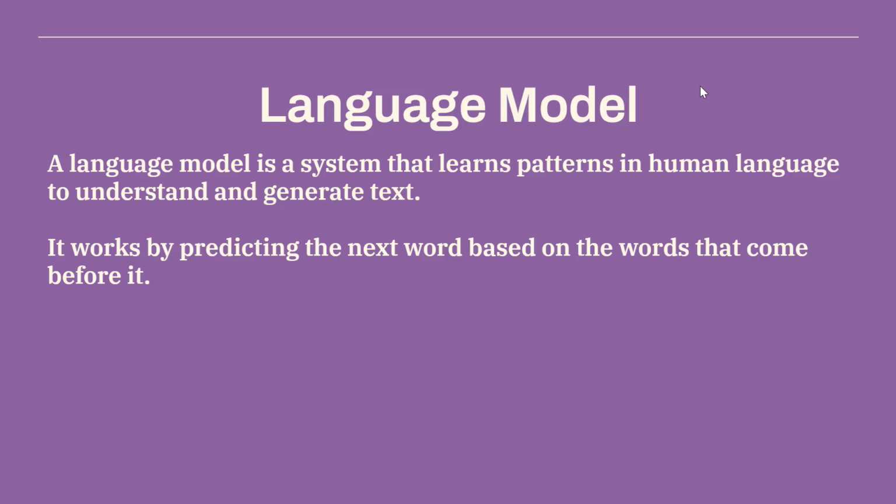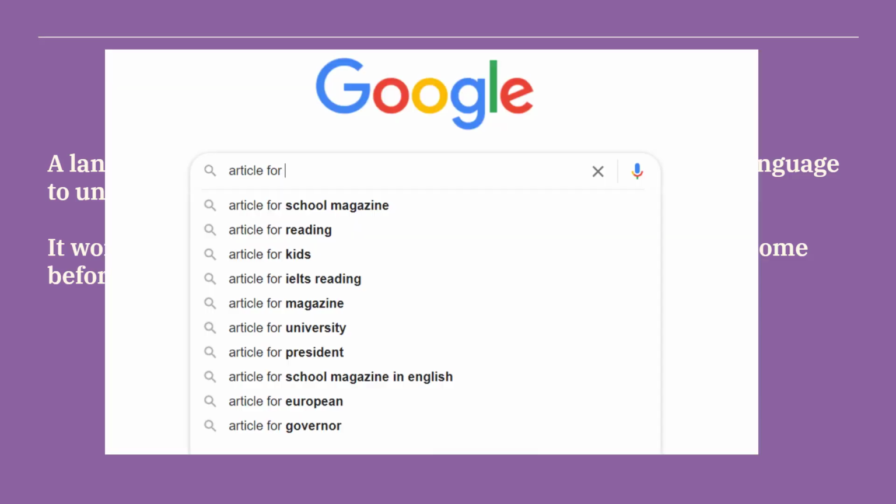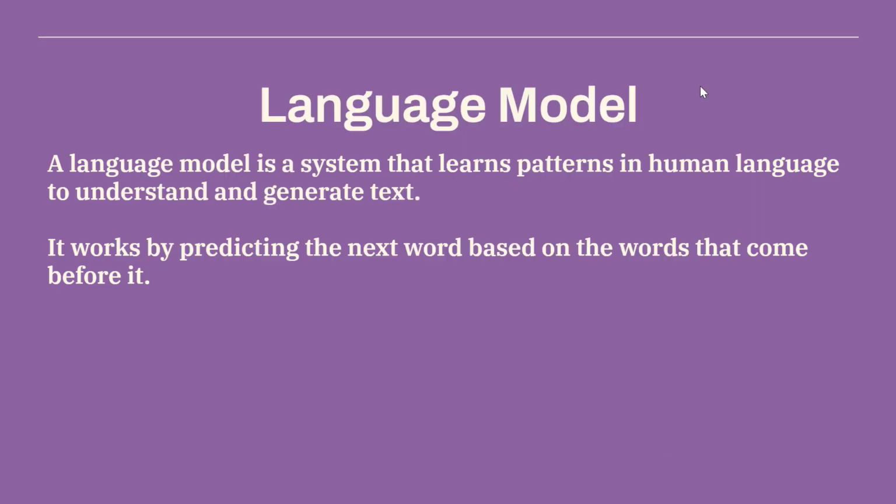So a language model is a system that learns patterns in human language to understand and generate text. It works by predicting the next word based on the words that come before it. You must have noticed this behavior. Whenever you are typing an email, or you are sending a text message, or you are trying to search something in Google, automatically you will see some suggestions or the next word coming. For example, I'm drinking a cup of, then you might see some options like coffee, tea, etc.